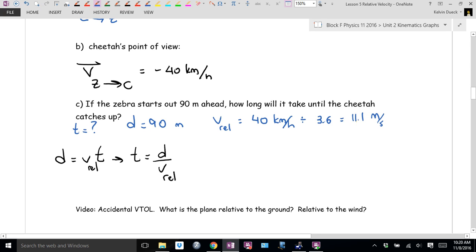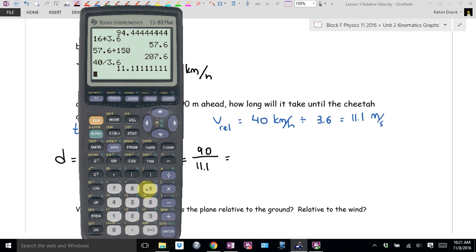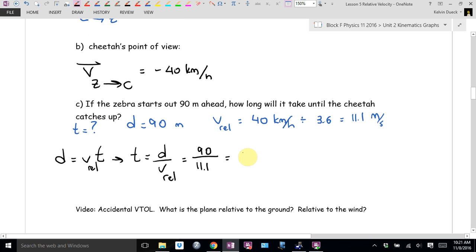But I'll store this number on my answer on my calculator. So, how can I find how long this takes? The distance is 90. What's the relative speed in meters per second? Now, I'm going to go 90 divided by, and I'm going to use my answer button rather than go 11.1 because I really like to divide by 11.111111. And I get what? 8.1. And units would be seconds.